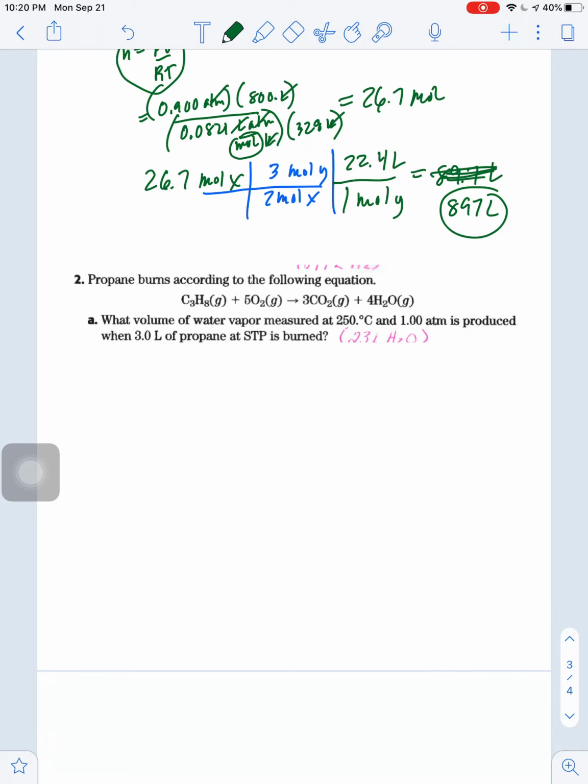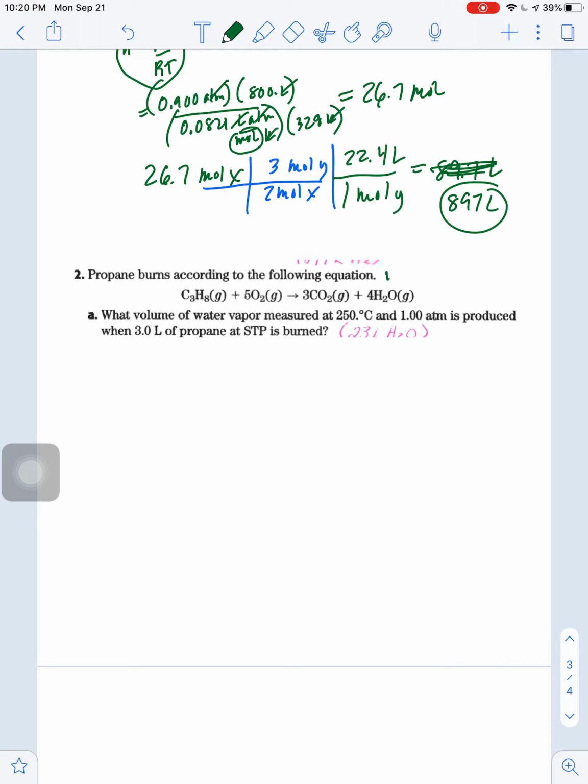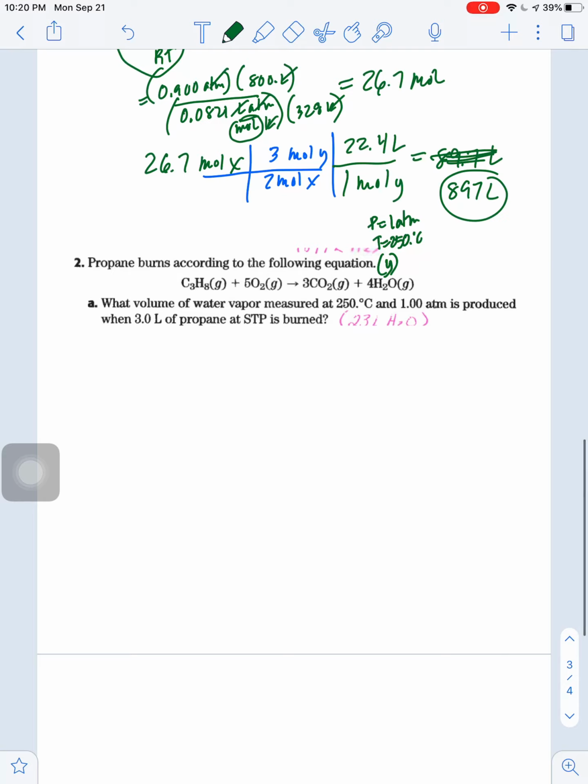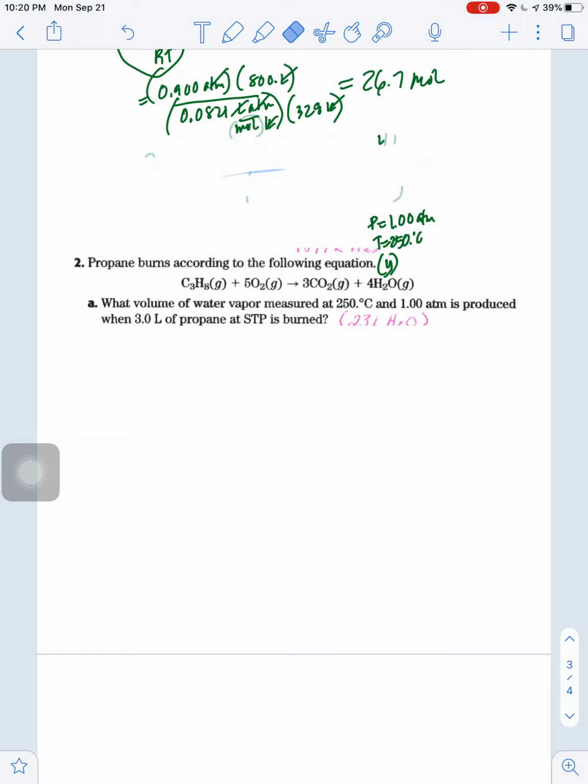So it says what volume of water vapor? What volume of water vapor? That would be our Y. And it's measured at 250 and 1 atmosphere. So temperature 250 degrees Celsius. Pressure 1 atmosphere. I'm going to put the 1.00 so I don't forget about my significant digits. Erase this so it's not in the way here.